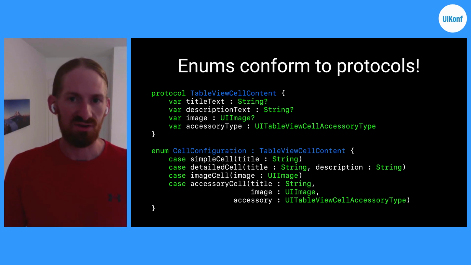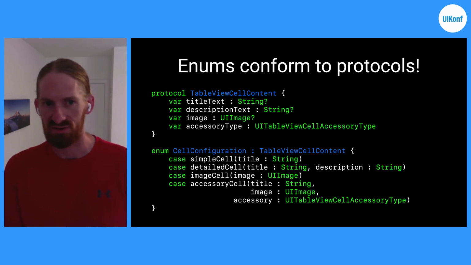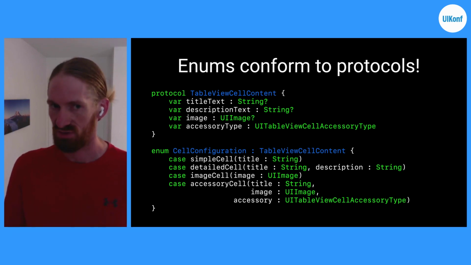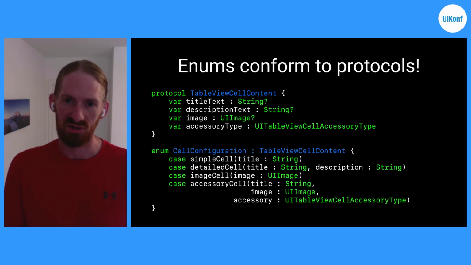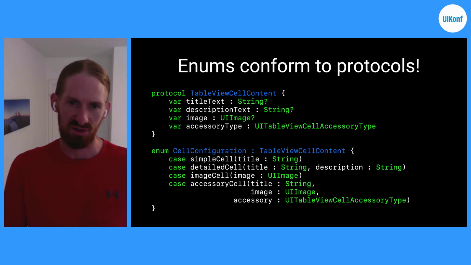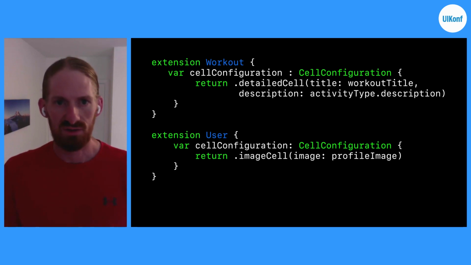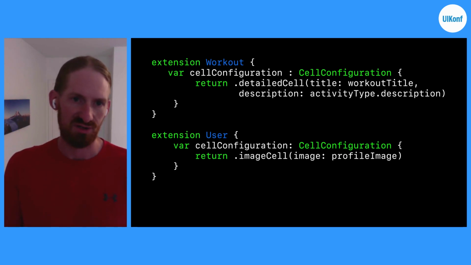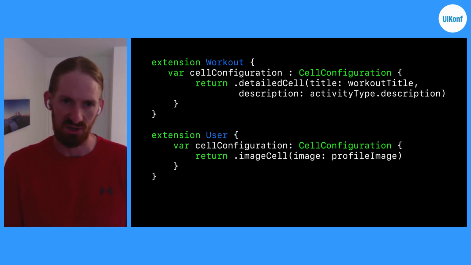We can create a cell configuration enum with associated values to provide the context for when specific cell content should be used. And since enums can conform to protocols, our configuration enum will implement property getters for all of the variables defined by the cell content protocol and return the associated values specified by each configuration. With our cell configuration enum in place, we can define mapping functions on our model objects to return the cell configuration best suited for the data they need to show.